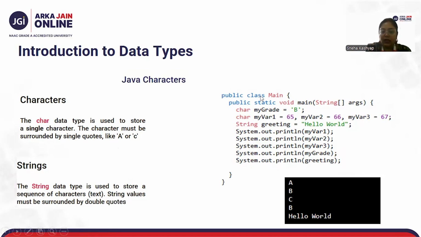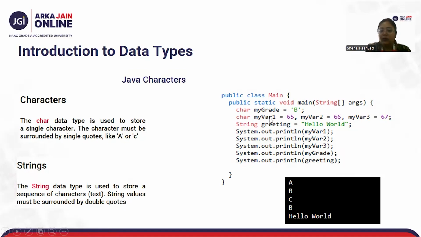We have here a class with the name Main and the type is public. For this main class, I have given a return type as void, a keyword static and an access specifier as public. To this I have passed the String args. Now I have taken here a total of 5 variables, named my grade, my variable 1, my variable 2, my variable 3, and a greeting. For the my grade variable, I have initialized the value B, and I have taken the data type as character.